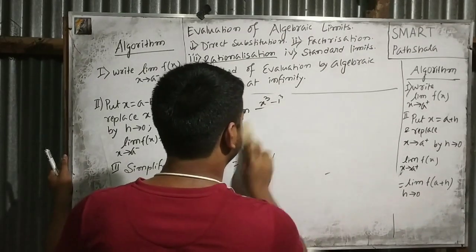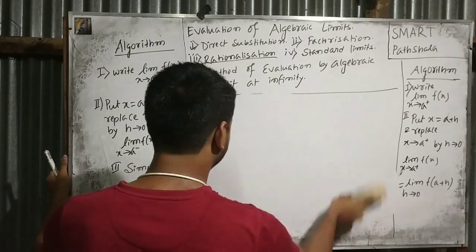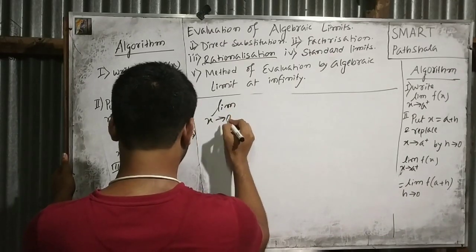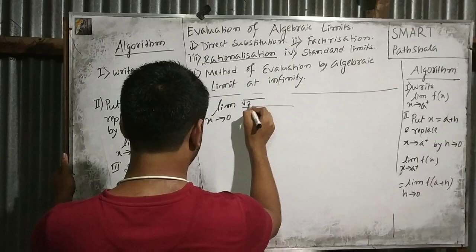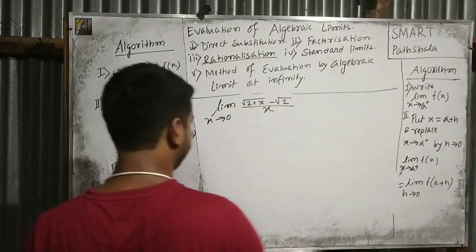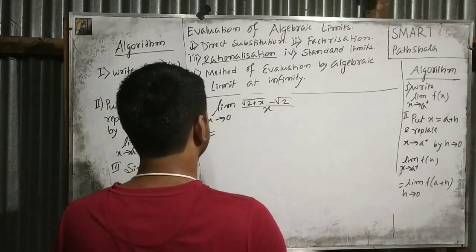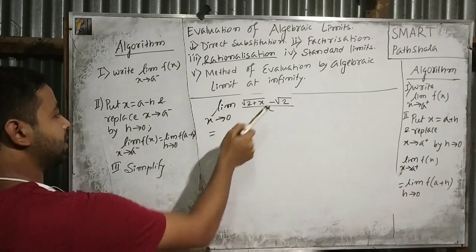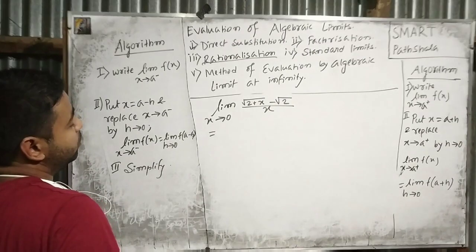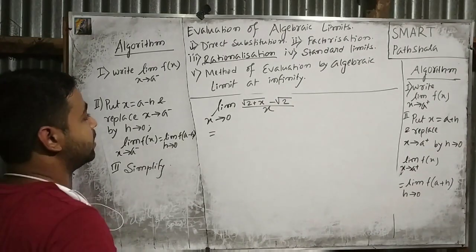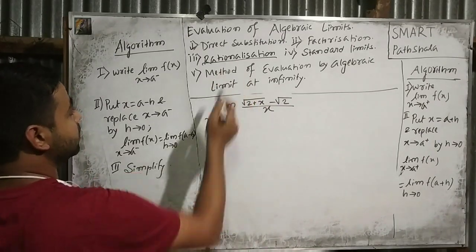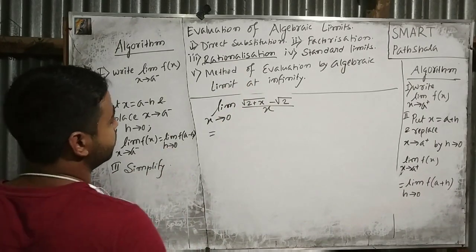Now, let's look at another problem. Suppose you are given a problem: limit x tends to 0 of root over 2 plus x minus root 2, by x. Now, what will you do in this situation? If you put x equal to 0 directly, you get 0 by 0, which is undefined. Another option is to factorize it, like the previous problem, but you can't factorize this one. Now, here we will apply the third method, the rationalization process.